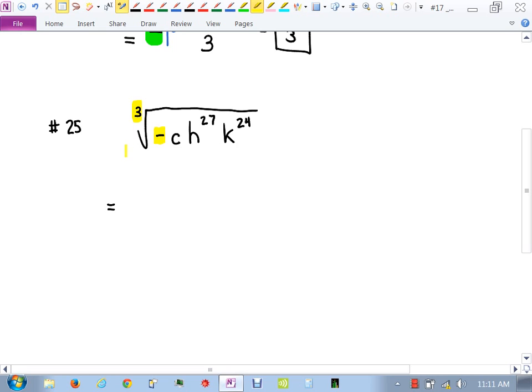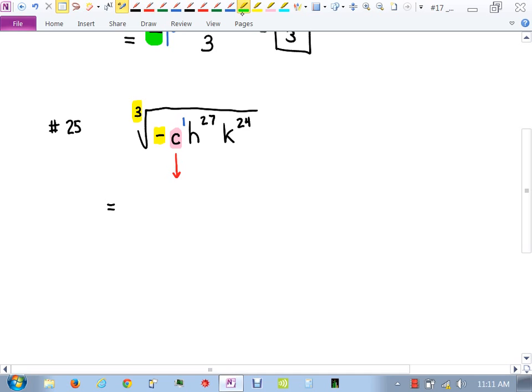Okay, let's now look at the other things. Everything else is a letter. This C here is like C to the first power. The H is to the 27th, the K is to the 24th. So this is where we started saying how many times does this go into this. For the C, how many times does 3 go into 1? It doesn't. So that means we cannot break that C down, which means the C is going to stay there.